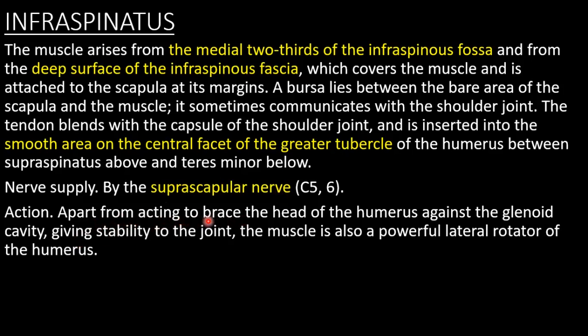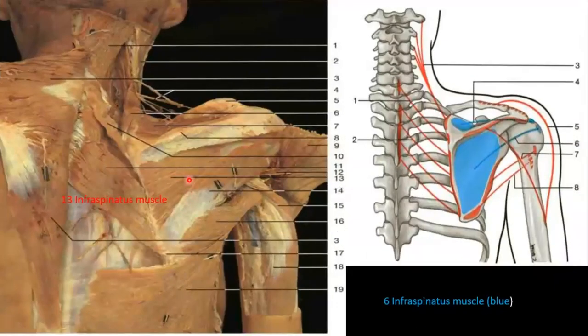Action: apart from bracing the head of the humerus against the glenoid cavity, it is also a powerful lateral rotator of the humerus. Here it is. This muscle, you can see it here, is covered by fascia, originating here and inserted into the central facet. You can see this is where supraspinatus is inserted, the highest facet, then the central facet, and this is the lowest facet on the greater tubercle of the humerus.